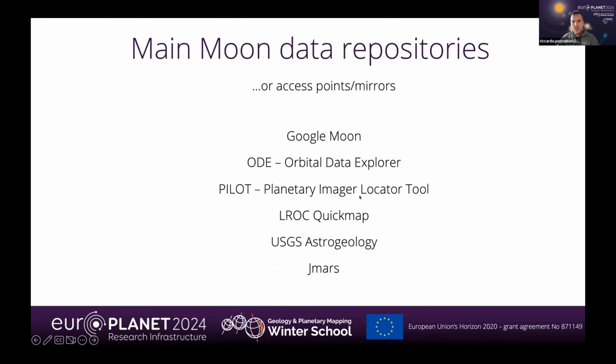There are quite a few moon data repositories. For example, if you just want to consult the data and have a quick look, you can use Google Moon, you can use the Orbital Data Explorer to use a map-based search to search for data, both for images and also spectral images, the PILOT image locator tool, a Rocket map, and many more.